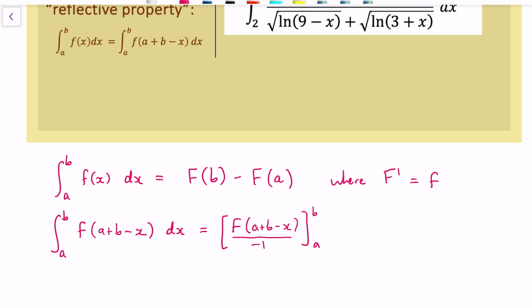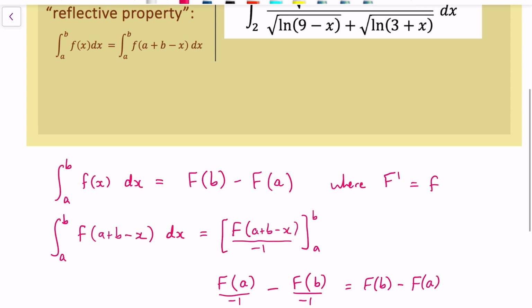Okay, so then I sub in my limits. My first limit is the upper limit b. So if I sub that in, I've got f of a plus b minus b, which is f of a, divided by negative 1. And then I always minus. The next limit is a, so f of a plus b, I just sounded like I swore at you guys, I'm so sorry. A plus b minus a is f of b divided by negative 1. And then you can see there that becomes f of b minus f of a as before. Okay, so this reflective property works.